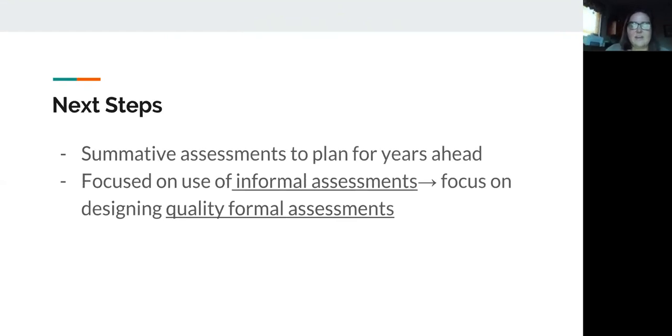And then my next steps. I just talked about how assessment doesn't have to be a big test or formative thing. It can be quick, informal questions. But on my next steps, I do want to focus on using bigger summative assessments to plan for years ahead and use the assessments this year, not only to plan for tomorrow, but to plan for next year. And how can I teach better next year?